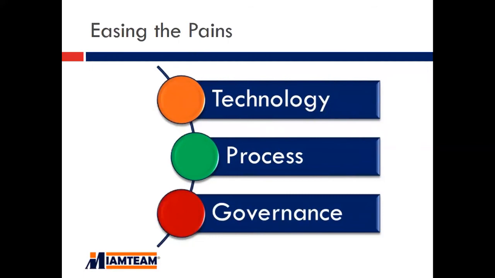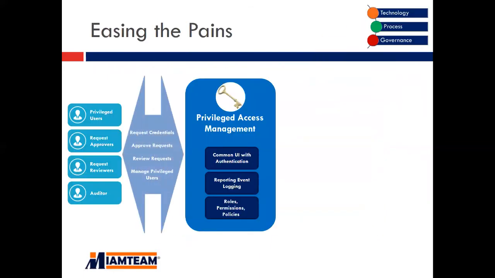Samples of sound process and governance practices include creating policies and standards for privileged access so that your organization is mandated to implement privileged access controls. The third element is also very important. You have to deploy the right technology. So the technology must be able to support basic access request and approval processes. So you can start by just managing the release of passwords for privileged accounts.